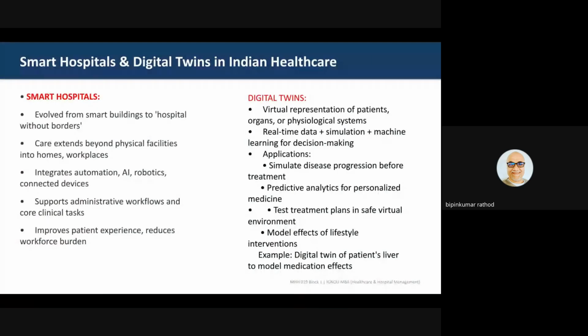You must have noticed in the last couple of years, most of the new hospitals have come up with some plan for a smart hospital. Why? Because it is creating value for the patient, for the doctor, and for the hospital and healthcare system itself.